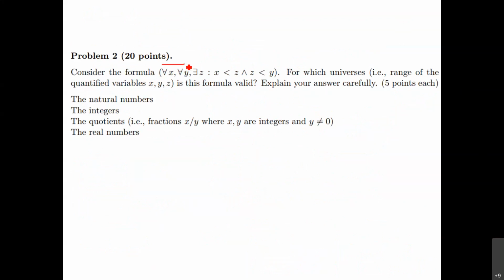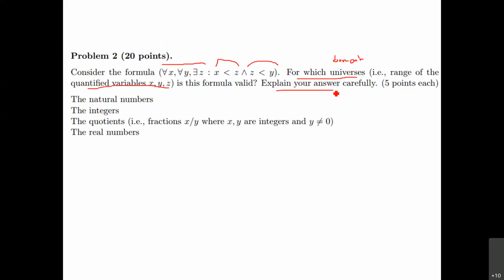Consider this formula. For every x, for every y, there exists a z such that z is greater than x and z is less than y. For which universes, like domains if you want, but not the domain you've been used to, ranges of quantified variables x, y, z, is this formula valid?